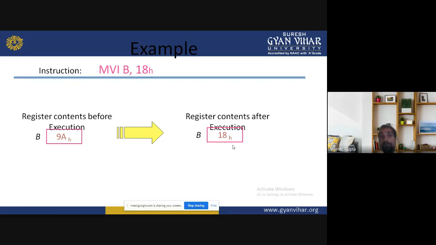What is the length of this instruction? The length is 2 bytes. Why? Because 1 byte is the opcode and 1 byte is for the 18H data. So the length of this instruction is 2 bytes. And the next thing is the addressing mode. Its addressing mode is immediate addressing mode because the data is directly given.